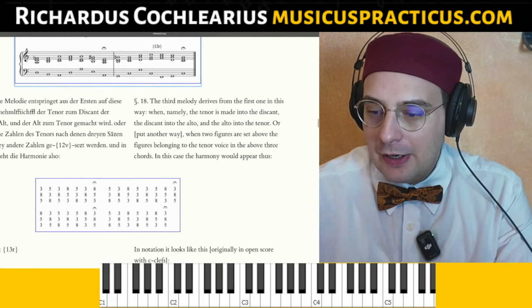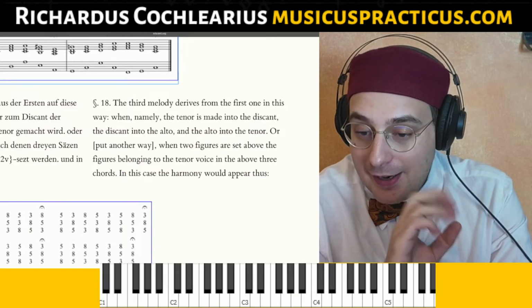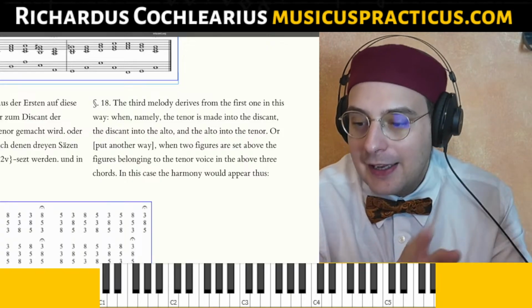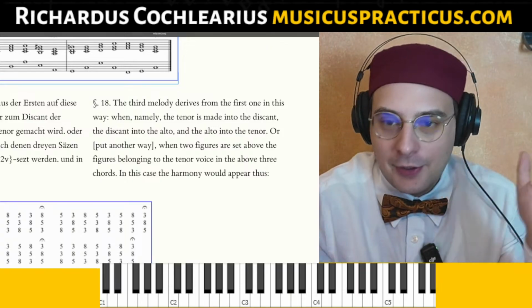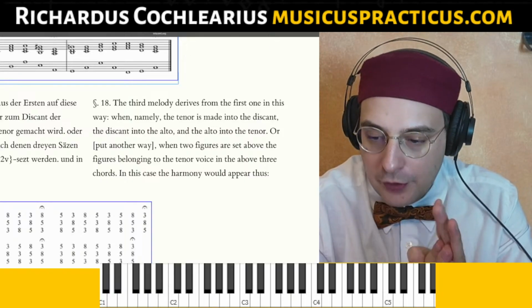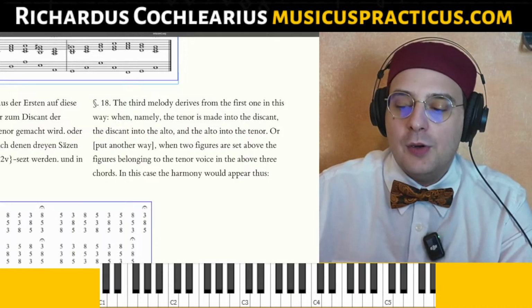By the way, the third melody derives from the first one in this way. Namely, when the tenor is made into the discant, the alto into the tenor. Or, put another way, when two figures are set above the figures belonging to the tenor voice in the above three chords, in this case the harmony would appear thus.